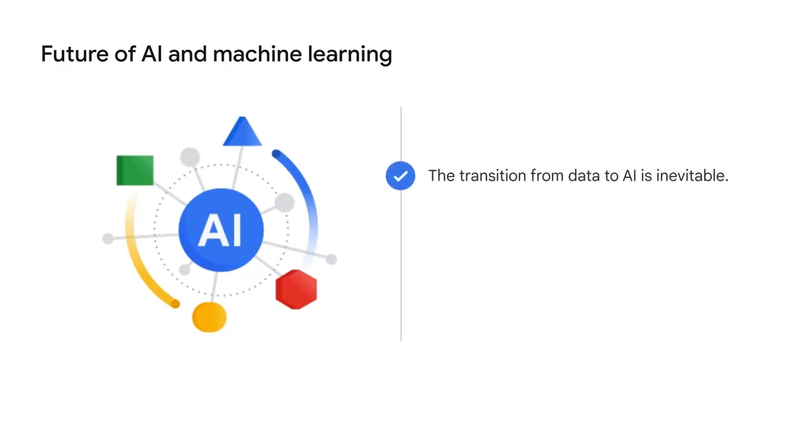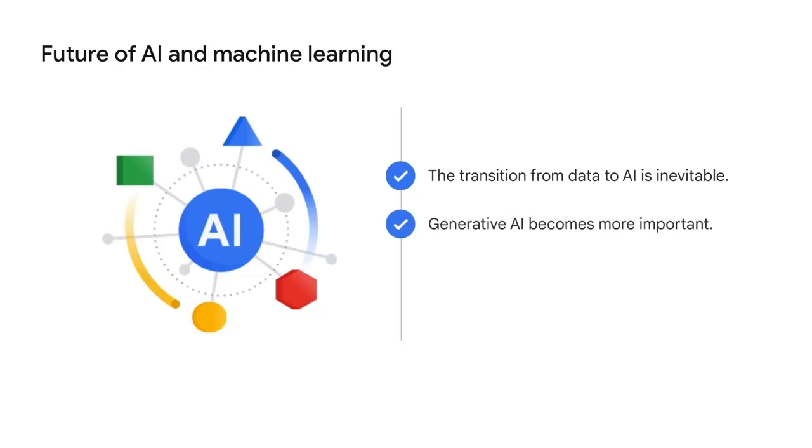The transition from data to AI is inevitable. Data is the fuel that powers AI, and AI extracts insights and possibilities from data. As AI becomes increasingly powerful and capable, it will learn and adapt in ways that data alone cannot. As a result, AI is becoming more and more essential for businesses that want to stay ahead of the competition.